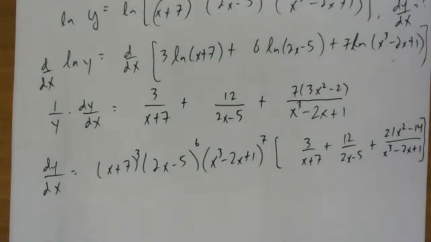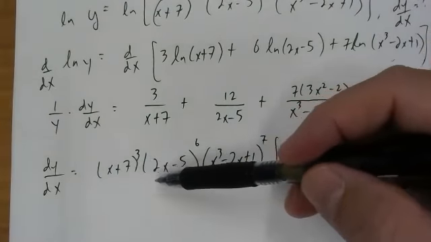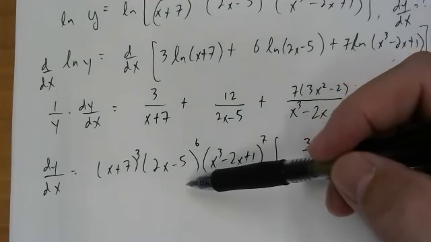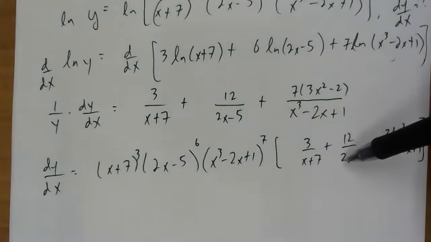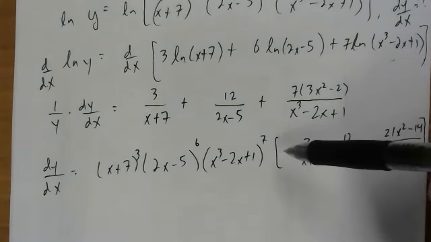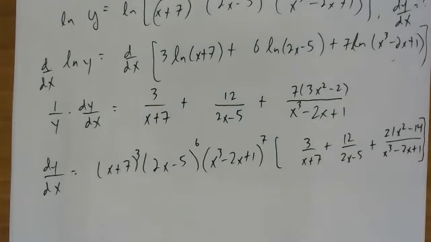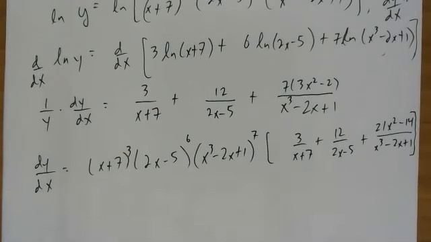Now, just to confirm that, of course, that is very messy. Make sure I didn't mess up. (x plus 7) cubed, (2x minus 5) to the 6th, (x cubed minus 2x plus 1) to the 7th, and then times 3 over x plus 7, plus 12 over 2x minus 5, plus 21x squared minus 14 over x cubed minus 2x plus 1. That looks correct. All right, so pretty messy problem. And by using this logarithmic differentiation, we were able to actually get the derivative. So, all right, not too bad. Hopefully when you get the homework or the quiz, you can do these correctly.